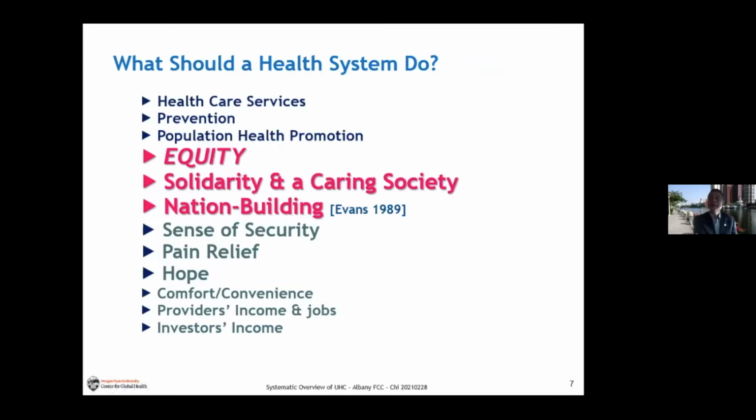And that also leads to the key question: what is the goal or the function of a health system? The first three are quite intuitive: provide healthcare services, prevent disease, and promote population health. And then I highlighted these three. These come from the communitarian perspective I mentioned earlier: promote equity, solidarity, and a caring society. And Bob Evans mentioned nation building as an example.